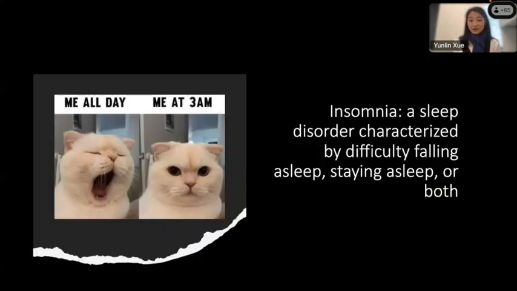So insomnia, in short, is basically a sleep disorder characterized by difficulty falling asleep, staying asleep, or both. And I think some of us can relate to this, where during the day you feel extremely sleepy, and then suddenly at 3 a.m. you're wide awake. And it can be quite distressing.